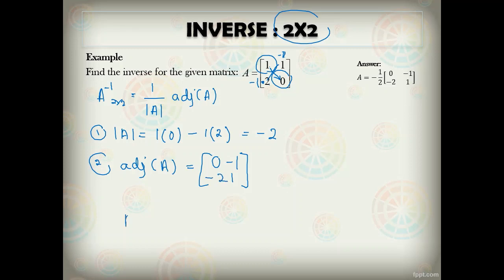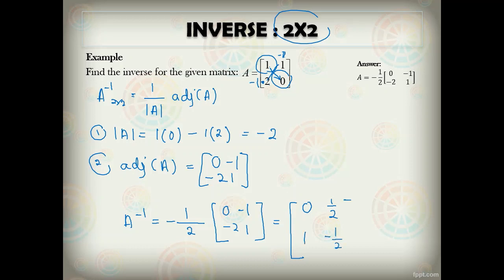So our inverse of matrix A is 1 over the determinant. What is the determinant? Minus 2. What is our adjoint? Our adjoint is 0, minus 1, minus 2, 1. You can leave your answer in this form or multiply it inside, so you get 0, half, 1, minus 1 over 2.